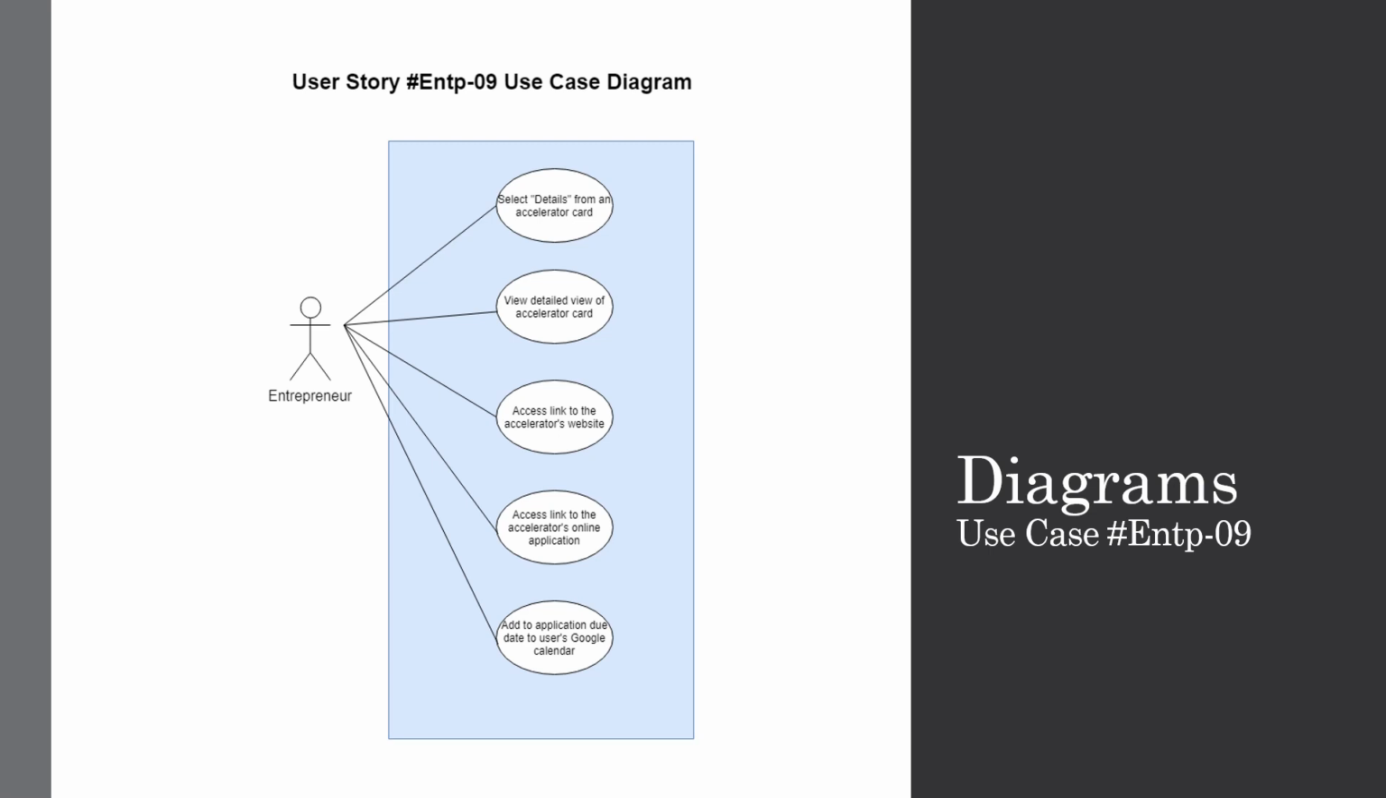Here I am showing you the use case diagram for the user story ENTP 09 as well as ENTP 89. The user again is the entrepreneur and can do the following. Select details on an individual accelerator card that will display additional details about the accelerator. They can view a list of accelerators from the accelerators page. They can click a link that will take them to the accelerator's application. They can click a link that will take them to the accelerator program's website. And lastly, they can click the calendar icon to add a reminder to their Google Calendar.